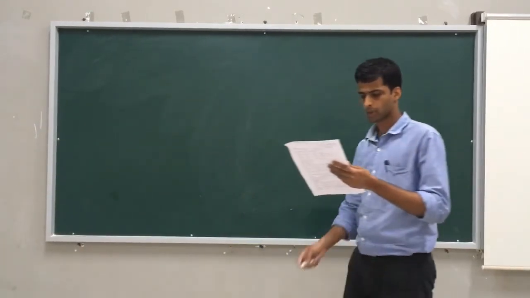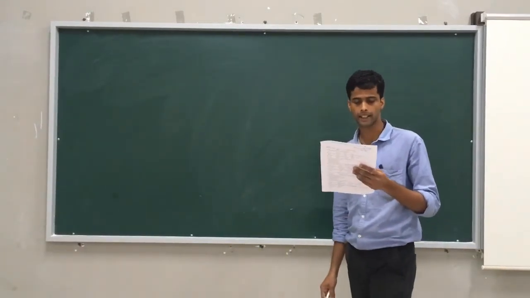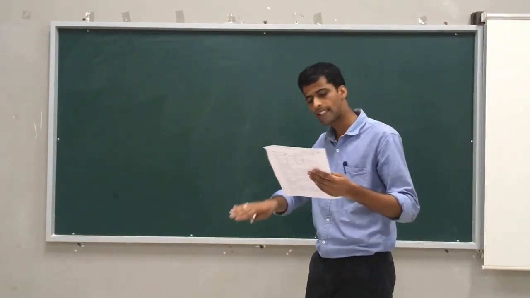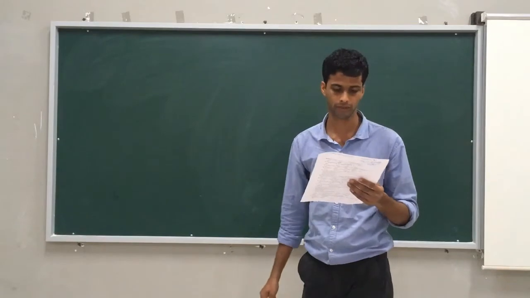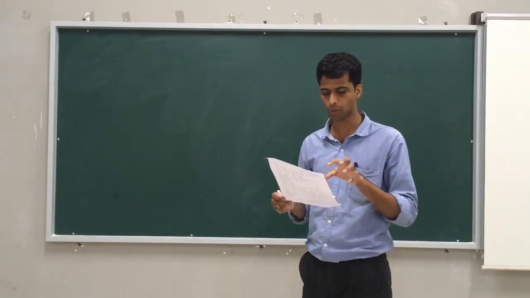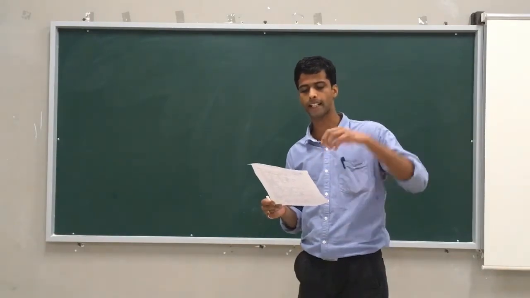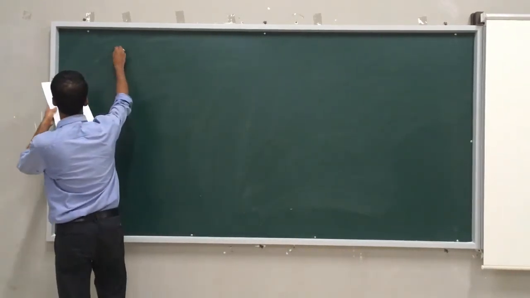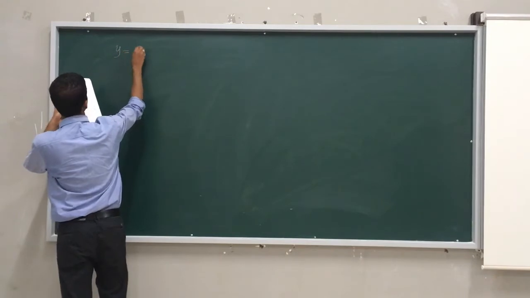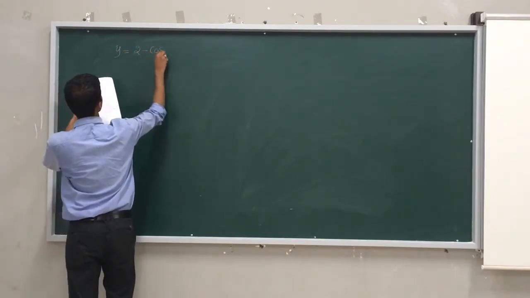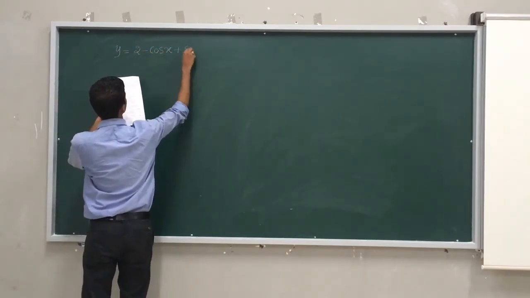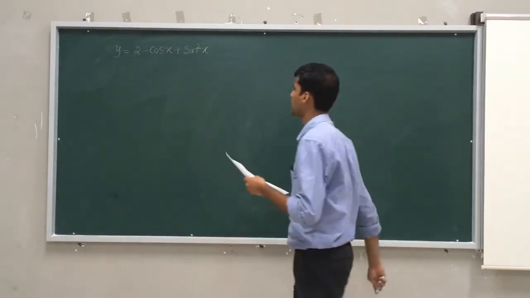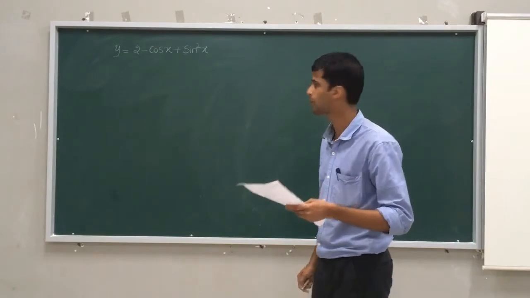Now let's move on to the next question. The ratio of the greatest value of 2 minus cos x plus sin square x to its least value is. Okay, they expect us to find the ratio of the greatest value to the least value of some function. What is given? Some function is given. I call that function y: 2 minus cos x plus sin square x. So I want to find the greatest value and the least value.